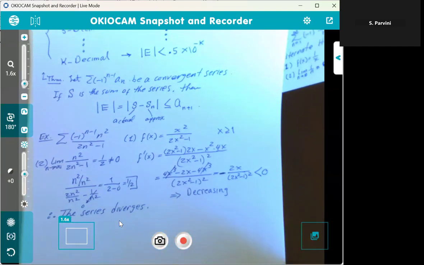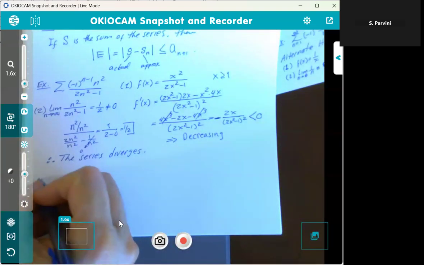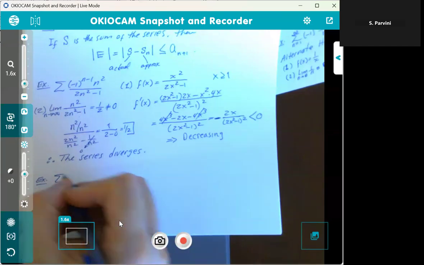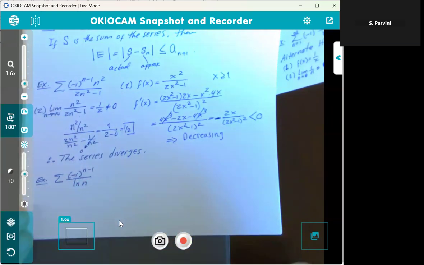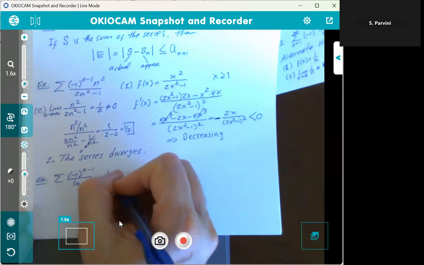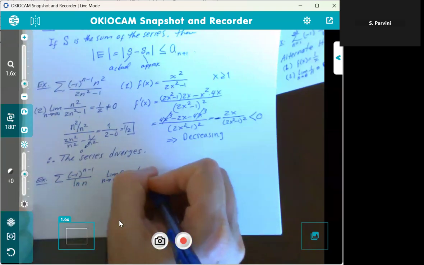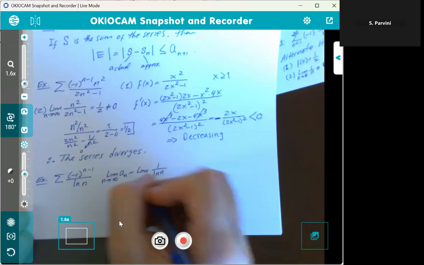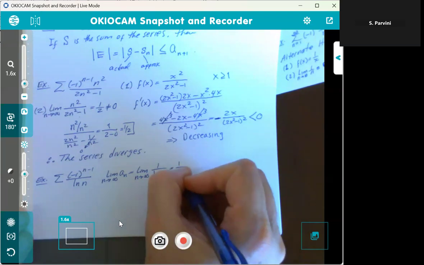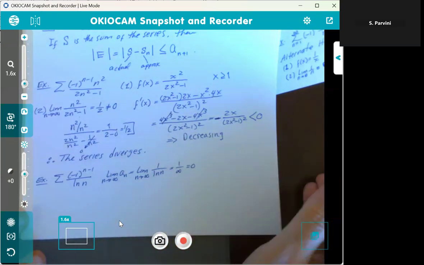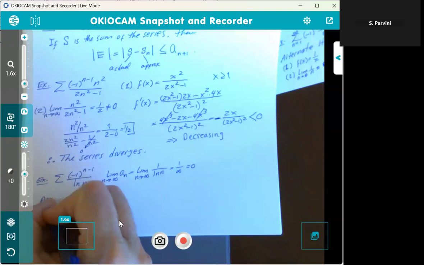Okay, let's take a look at another example here. In this next example, suppose my series now is -1 to the n minus 1 over the natural log of n, ln n. For this one, if I look at the limit of the nth term as n goes to infinity, that's the limit of 1 over the natural log of n. And of course, natural log approaches infinity, so this is 1 over infinity, which goes to 0. So item 2 is satisfied. Is this function decreasing?